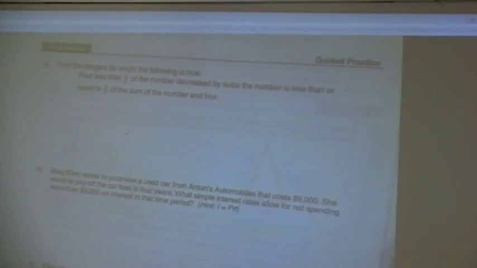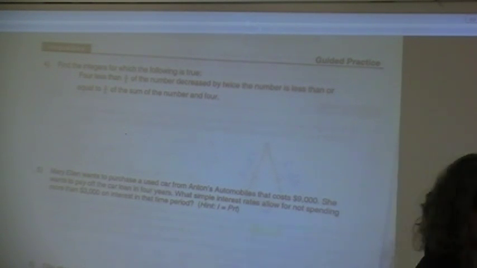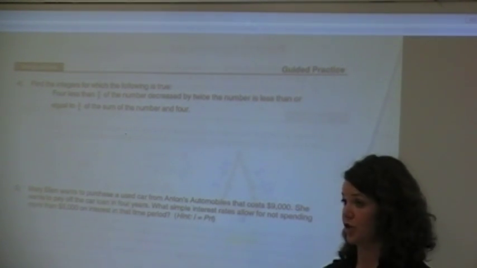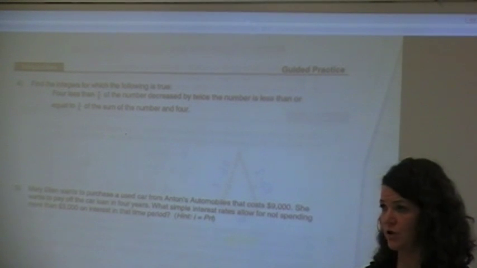Okay. Next, the back. Now, inequalities. The process is still the same when I set up the problem. The only difference is, instead of an equal sign, we're going to have less than and greater than signs. On number 4, specifically, they addressed the domain. It says find the integers for which the following is true.